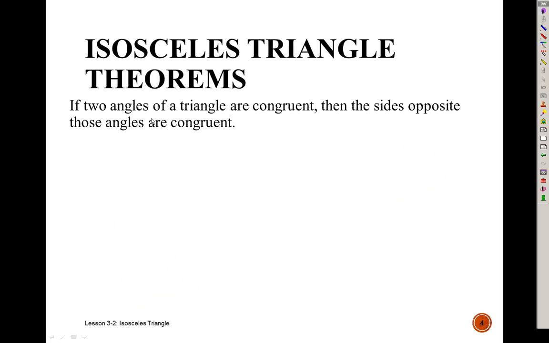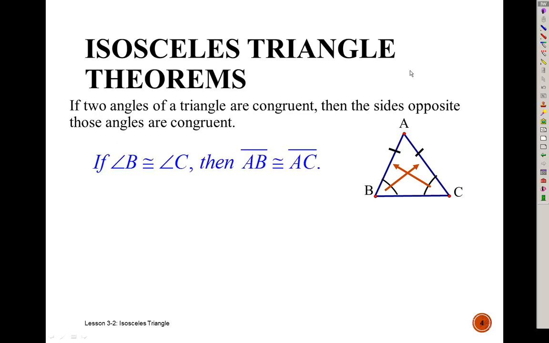Another theorem says that if you have a triangle and two angles are congruent, then the sides opposite those angles are also congruent. So in this triangle, you have two congruent angles. Well, draw across to the opposite sides, and we know then that those two sides are also congruent. So if angle B is congruent to angle C, then segment AB is congruent to segment AC.